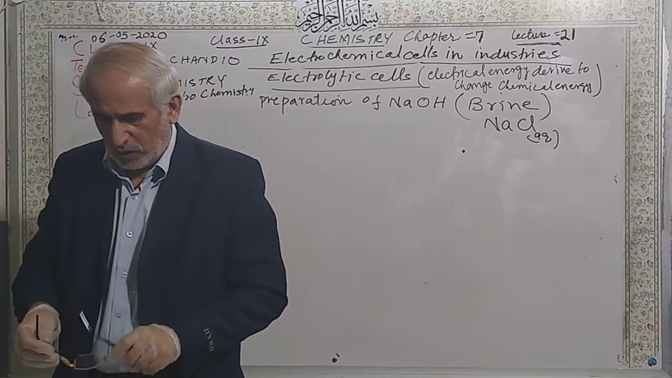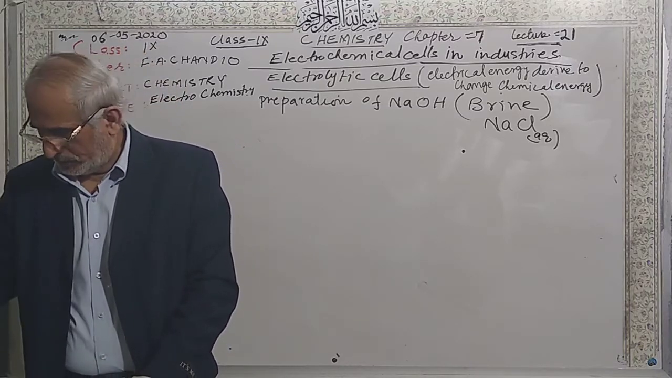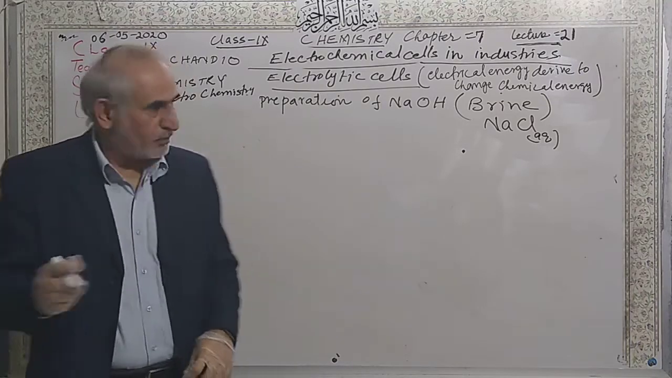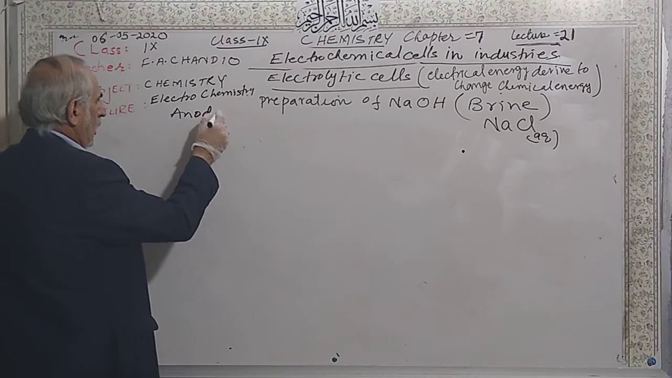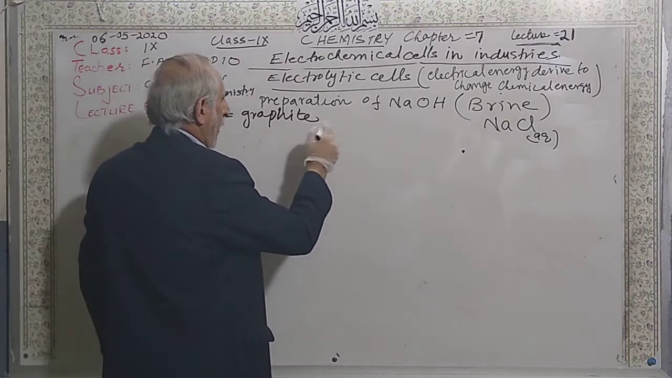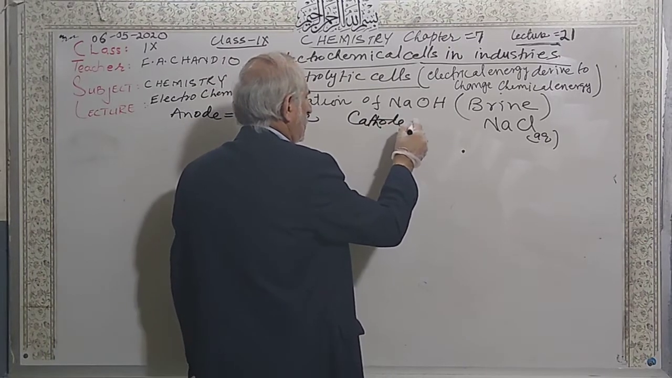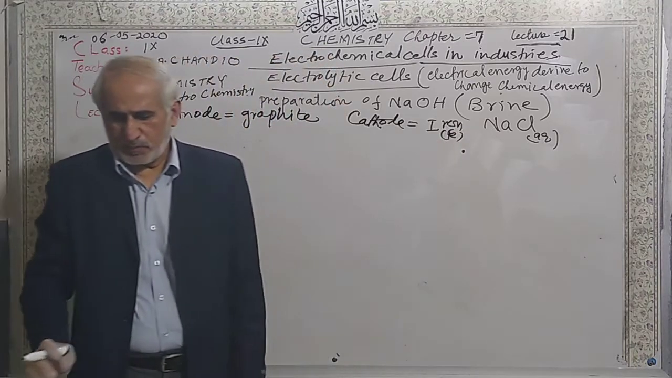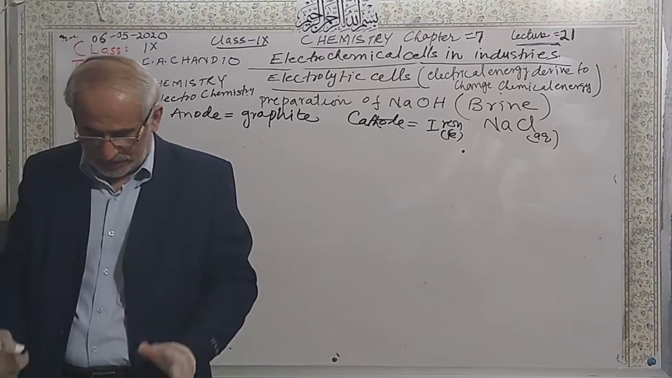Dear students, first of all you have to write the names of the electrodes. Graphite acts as the anode, and iron, steel iron, acts as the cathode here. So I will explain the diagram also. What explanation is here?